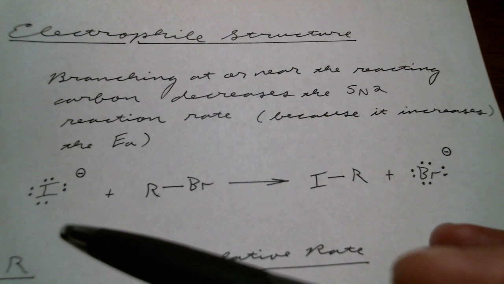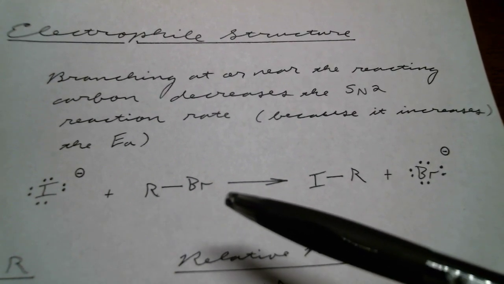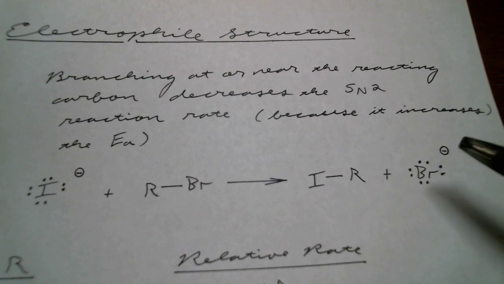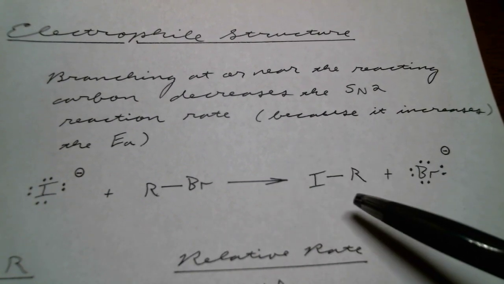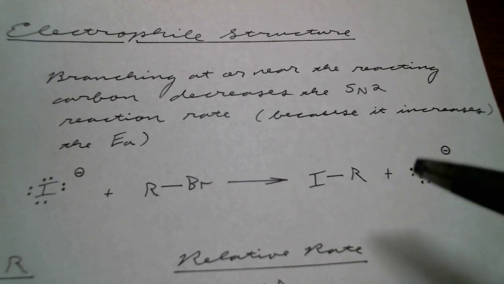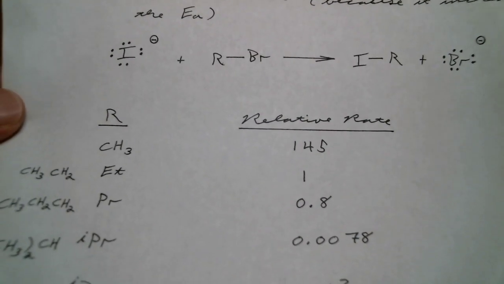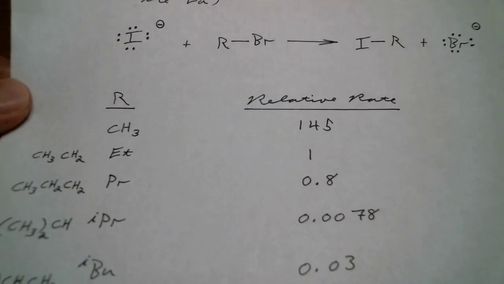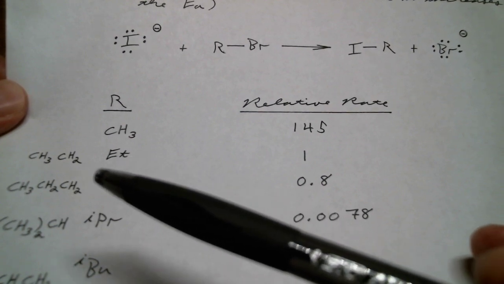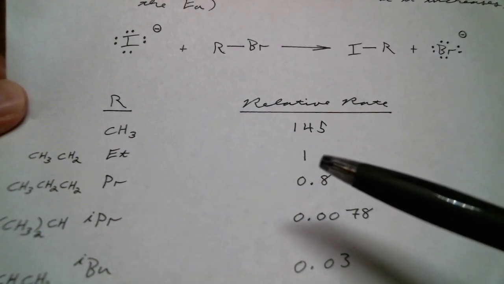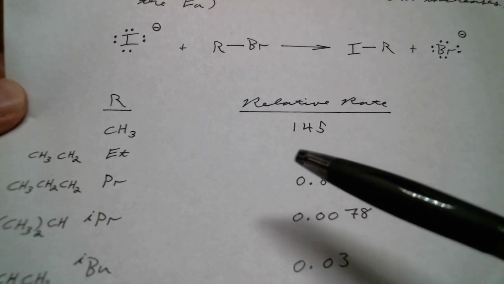So let's look at iodide attacking some alkyl bromide. Bromide is the leaving group, iodide is the nucleophile, and we get our substituted alkyl halide, in this case an alkyl iodide. Let's look at how that depends on what R is. What is the alkyl group? Well, we're going to say methyl. If R is methyl, we're going to set that as a benchmark. We'll call the relative rate for that reaction 1.